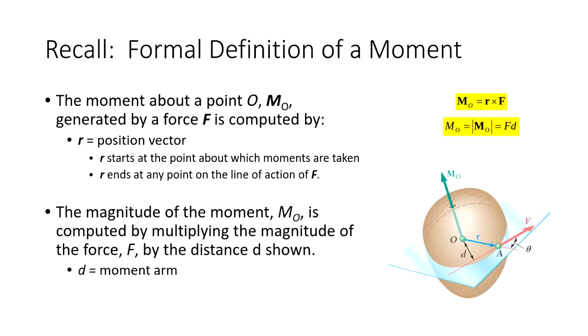So by now, you should be comfortable with the formal definition of a moment, moment being r cross f. R is your position vector. It starts at the point about which moments are taken, and it ends at any point on the line of action of f. And really what you care about from a moment in terms of its magnitude is force times moment arm. The force being your force vector, and the moment arm being the perpendicular distance, or the shortest distance, I should say, between the force and the axis about which you are summing moments.